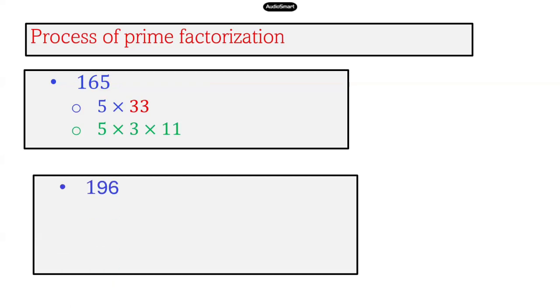Next, take 196. This one is again an even number, so 2 is obvious. Maybe it can be divisible by other numbers, but we start with 2. So it is 2 multiply 98. Again, 98 is even, so we factor with 2. We get 2 multiply 2 multiply 49. Now 49 is 7 multiply 7. So therefore the prime factorization is 2 multiply 2 multiply 7 multiply 7.